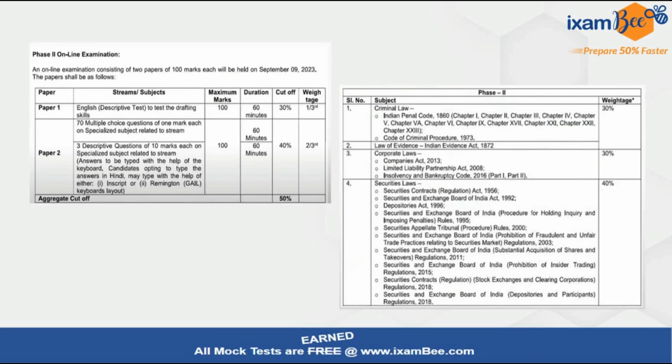Let us check the descriptive section once. Phase 2 ऑनलाइन एग्जाम ही होने वाला है, तो आपको आंसर्स को टाइप करना होगा. And there will be 3 descriptive questions, 10 marks each. So आपका जो syllabus है that is criminal law, evidence, corporate law, securities law. From all these areas you will be getting 3 descriptive questions and 70 multiple choice questions will be there of 1 mark each. तो ये तो syllabus हम सबको clear हो चुका है.